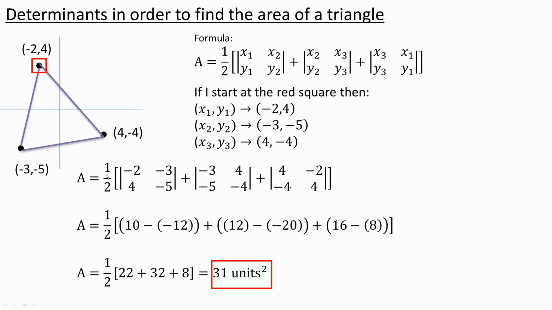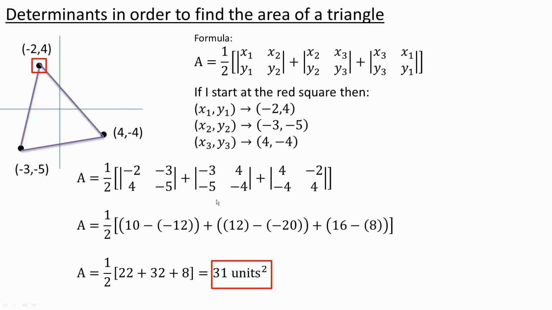So A is equal to 1/2, parentheses, our matrix, x1, x2, y1, y2. x1 is -2, and x2 is -3, y1 is 4, and y2 is -5. Plus the next matrix, which is x2, x3, y2, y3. So x2 is -3, and x3 is 4, y2 is -5, and y3 is -4. Plus the third matrix, x3, x1. x3 is 4, and x1 is -2. And y3, y1. y3 is -4, and y1 is 4.